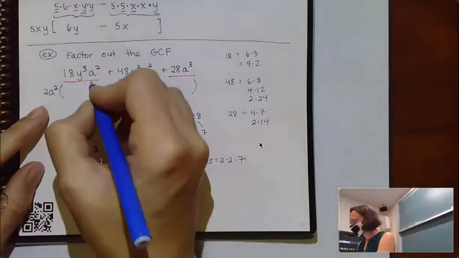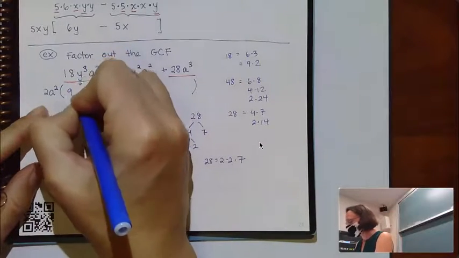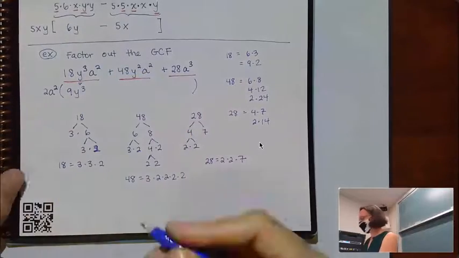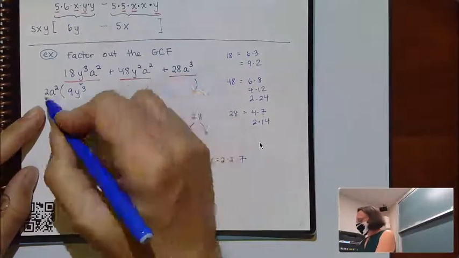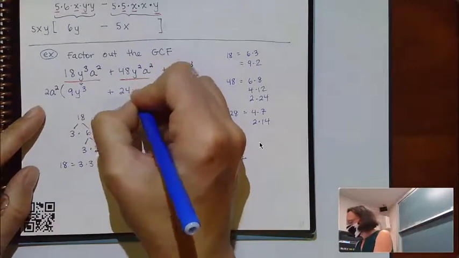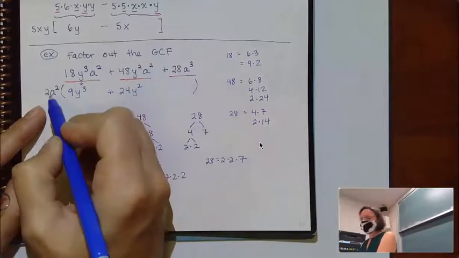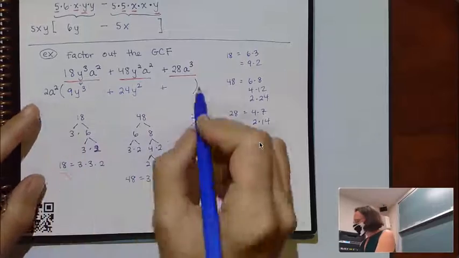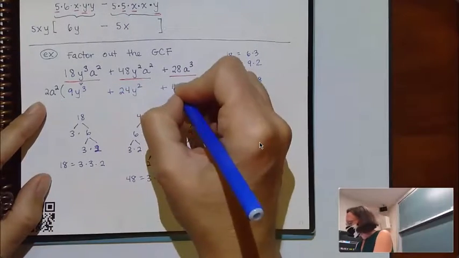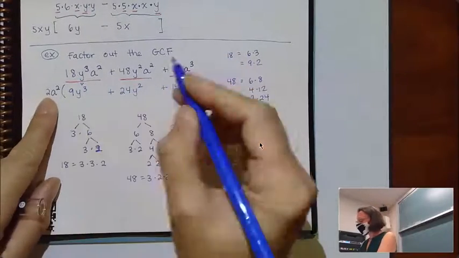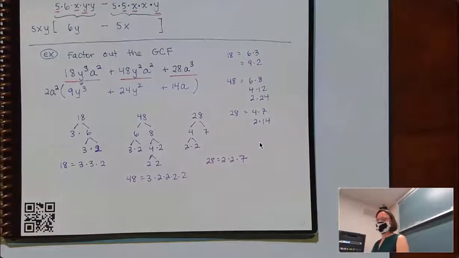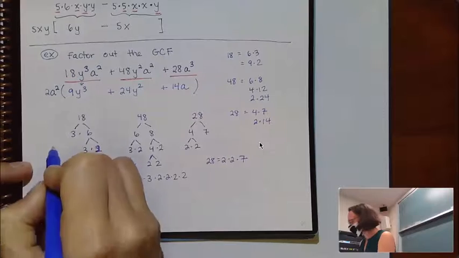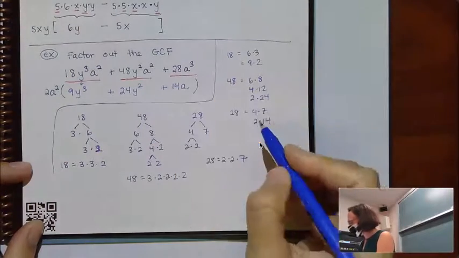If I pull out a 2a squared from here, I'm going to have a 9. I'll still have the y cubed, but all my a squareds have popped out. I'm going to have a 24 and a y squared, and all of those a squareds have popped out. And then over here, 28, so I'm going to have 14. 2 of my a's have come out, but I'm going to have 1 remaining. So my page got a little bit messy, but I'll just kind of block this stuff off.